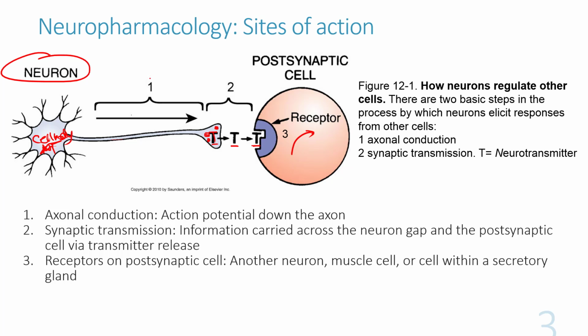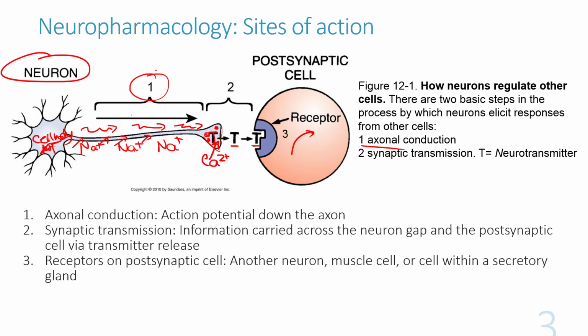All right, so a couple of things. One of them is process number one. Process number one is called axonal conduction, and axonal conduction is really mediated by the sodium ion. When sodium ions go into the axons, the action potential is propagated down the axon. Then as it reaches the axon terminal, it changes the membrane potential in here, and then it causes calcium to enter into the axon terminal.